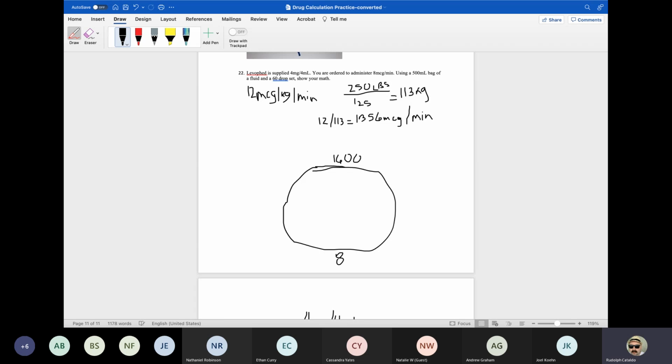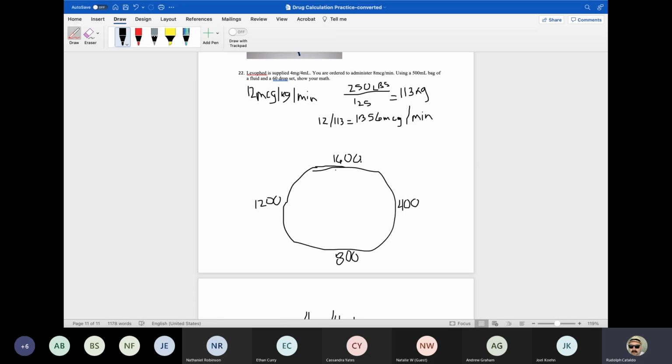So cut 1600 in half, that gives me 800. 800 in half gives me 400. And then 400 times 800 is 1200. And remember, this is all micrograms. Imagine those are all dosages. We're using a 60 drop set.